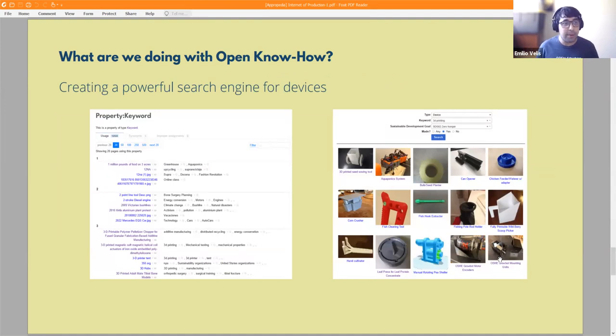But inside of Appropedia, we've also developed a very powerful search engine, and you can create different types of searches depending on, for example, what part of the world this has been implemented in, what materials it uses, how much it costs, et cetera. And we've put a big focus on the sustainable development goals. So for example, here we're looking for projects that are trying to tackle sustainable development goal number 2 that have been 3D printed, et cetera.